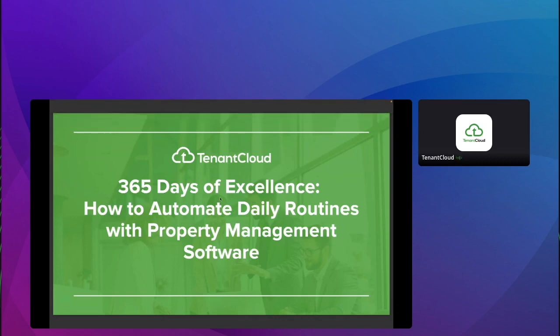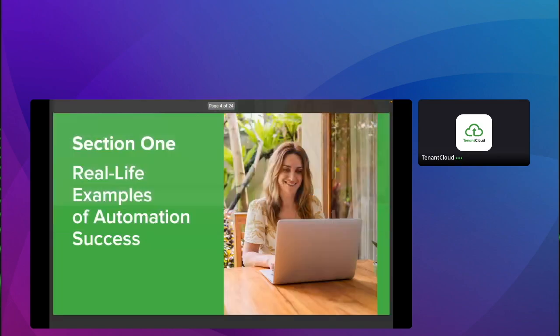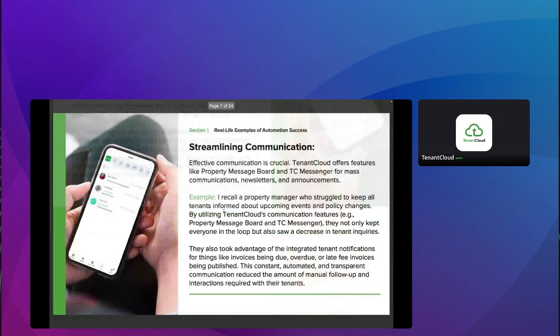So the presentation here. All right. So streamlining communication. Effective communication is absolutely crucial. TenantCloud offers things like the property message board and TC Messenger for mass communications and newsletters and announcements.